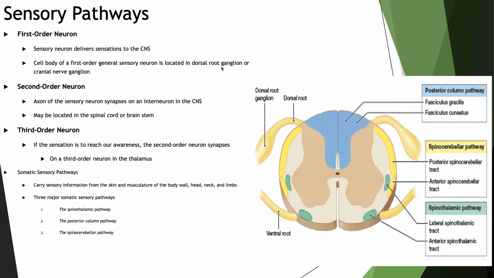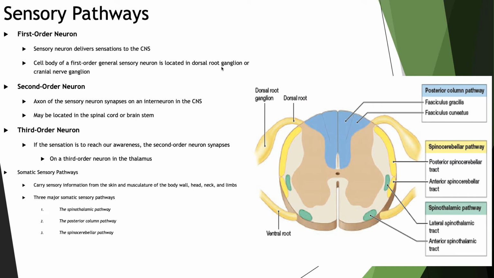And somewhere along its length, the axon of the second-order neuron crosses over to the opposite side of the CNS, and as a result of that, the right side of the thalamus receives sensory information from the left side of the body, and the left side of the thalamus receives sensory information from the right side of the body. And the reason for this crossover is unknown. Although it has no apparent functional benefit, crossover occurs along sensory and motor pathways in all vertebrates.